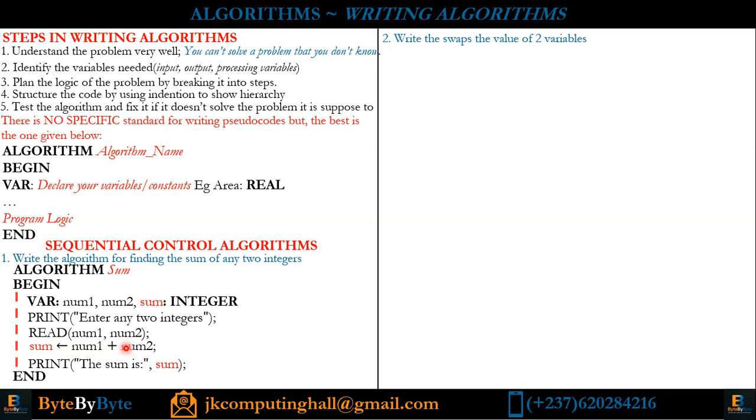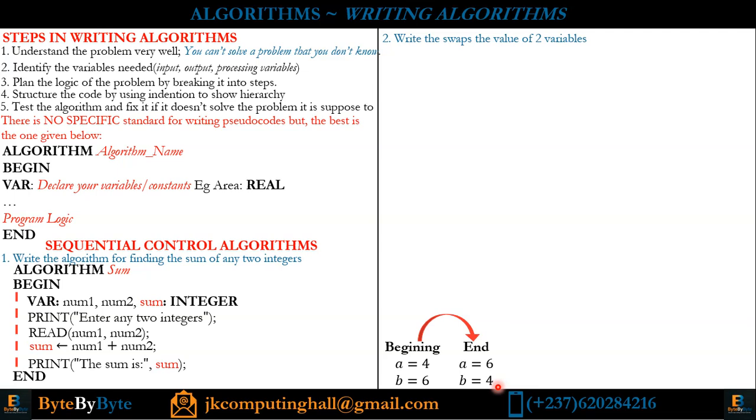Algorithm 2: write an algorithm that swaps the values of two variables. Now, what does it mean to swap? Swapping simply means if I have at the beginning A is 4 and B is 6, then at the end A should be 6 and B should be 4. That is the swapping that has been done. So I have two variables at the beginning of an algorithm. After the algorithm has completed its execution, the two variables have the value of each other.